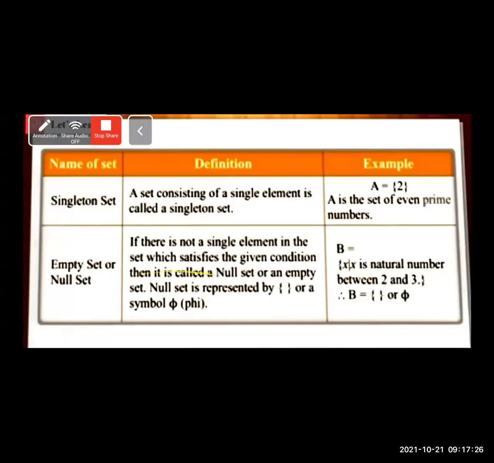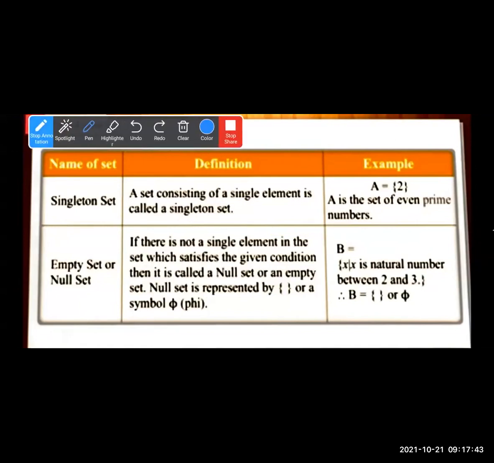Here you can see the name of the sets, definition, and examples. Proper definitions and examples are given. Name of set: singleton set. A set consisting of a single element is called a singleton set. Here one example is given: A is equal to {2}, only 2 is the element. A is the set of even prime numbers. Only 2 is an even prime, so it is a singleton set.